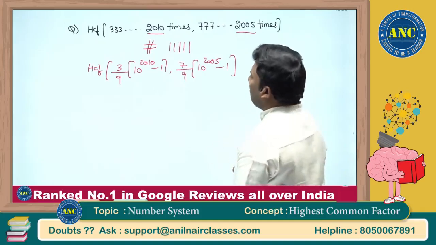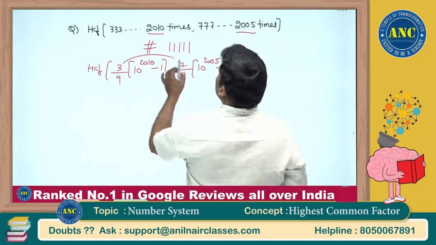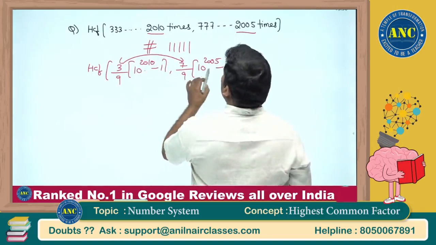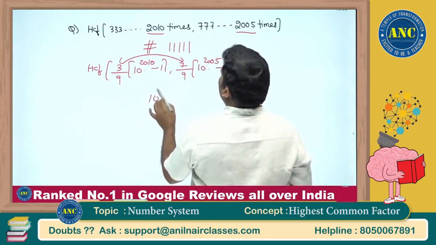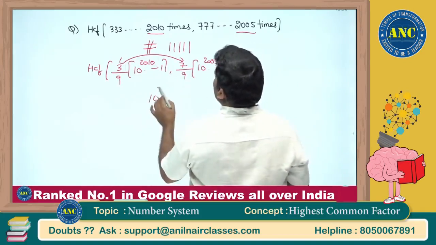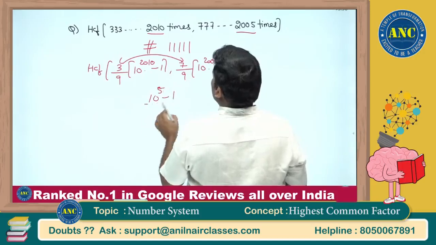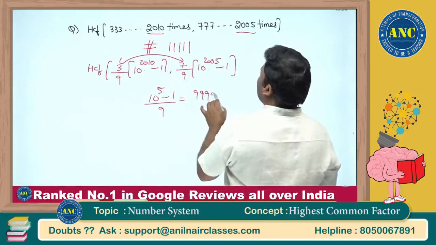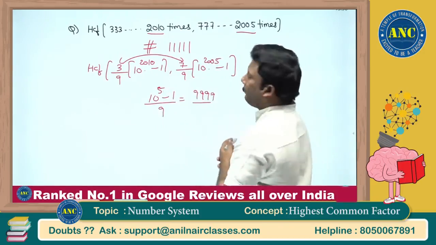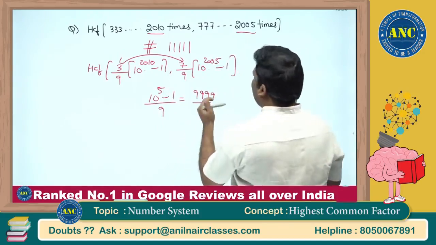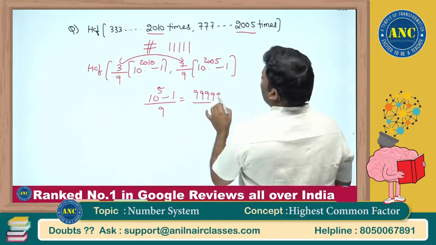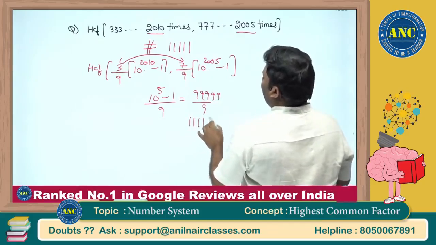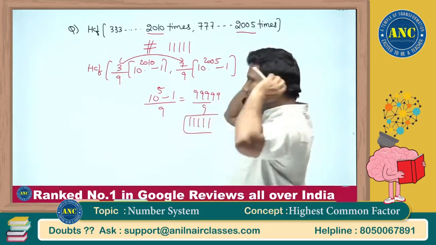So the mistake they will make is that 3 and 7 are co-prime. 10 power 2010 minus 1, 10 power 2005 minus 1. Answer is 10 power 5 minus 1 divided by 9, which is 5 nines divided by 9. It is 5 ones. So, sir, what is the mistake here?